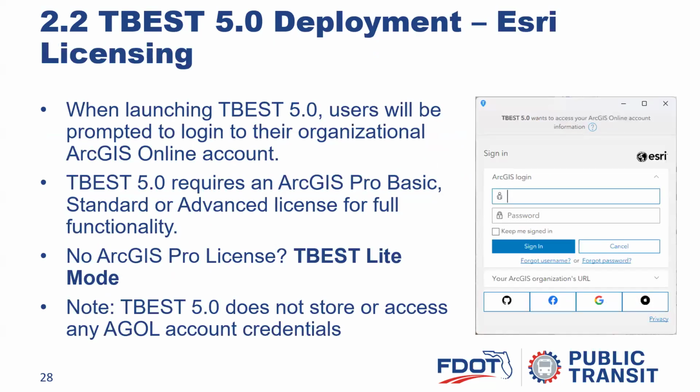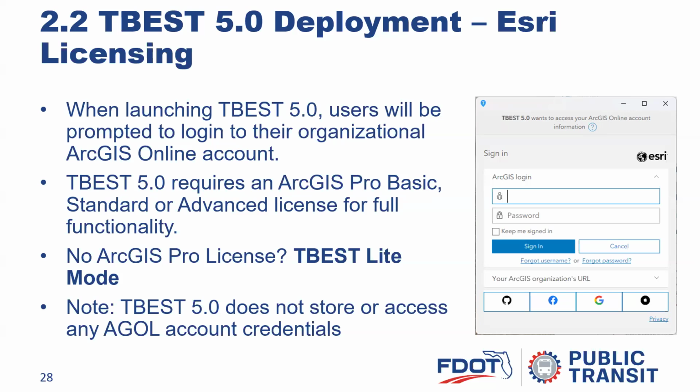All right, so in terms of Esri licensing, whenever you start TBEST, you're going to be asked to log in every time. That connects you with an Esri license, whether it's an ArcGIS Pro Basic, Standard, or Advanced license, if you have it assigned to your account. But it also connects you to your corporate ArcGIS Online, so that whenever you're posting information to ArcGIS Online, it knows where to put it. It puts it into your account. So it's connected to that.